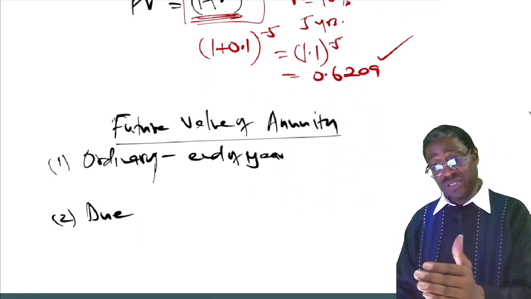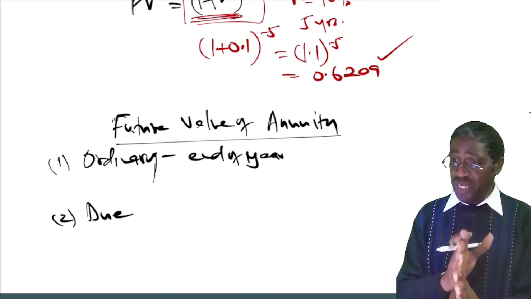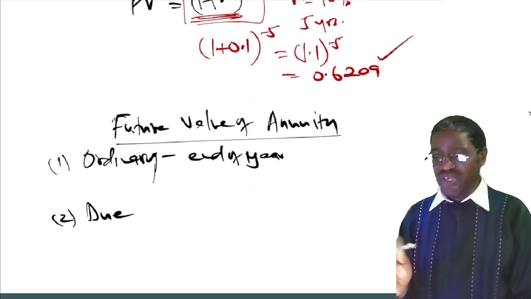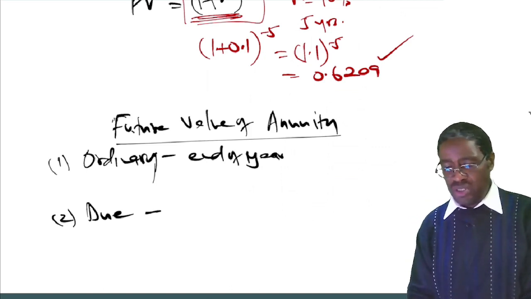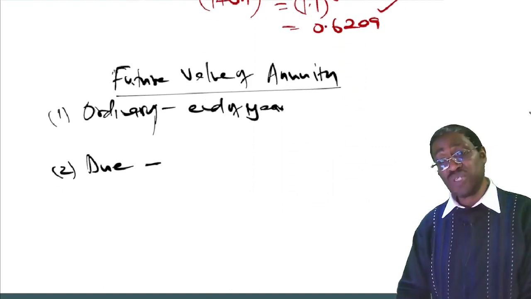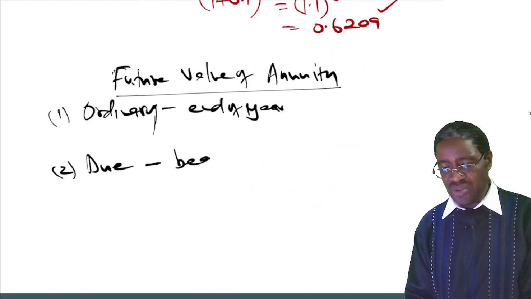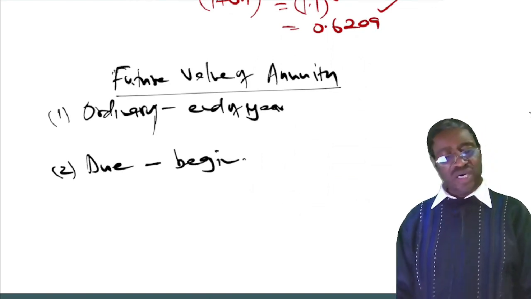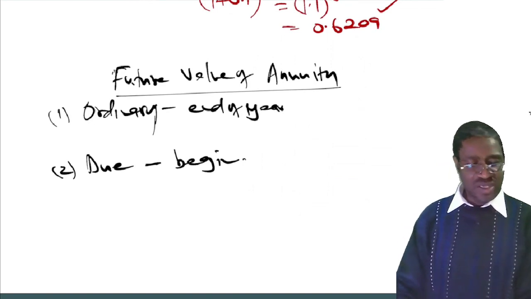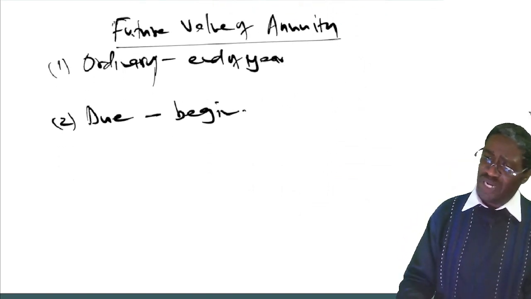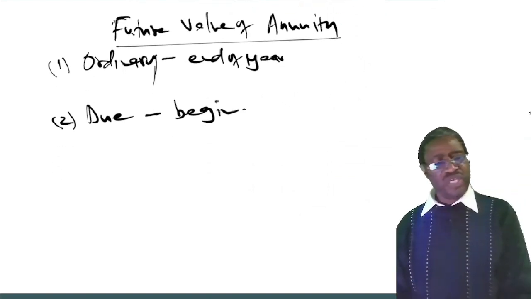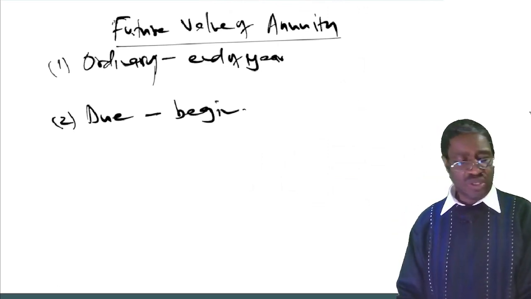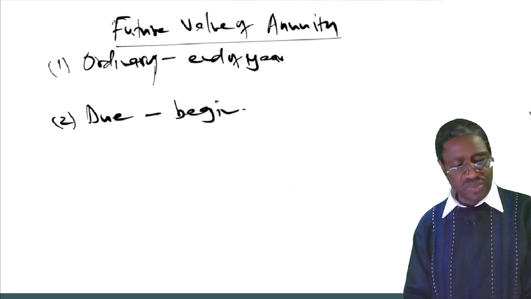Alternatively, we said you may be depositing your 1 million at the beginning of every year. So that is what we called an annuity due. So we said annuities due are those annuities that come at the beginning of the year. Good. Then we gave the formulas. I hope again you remember. We gave the formulas for how to get the future values.